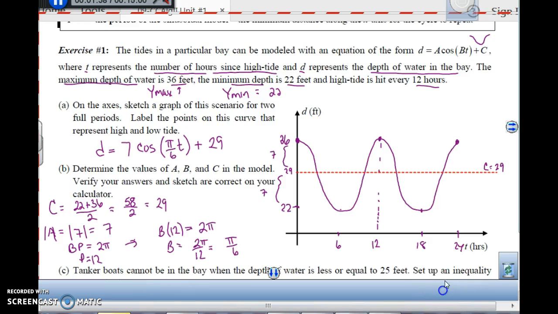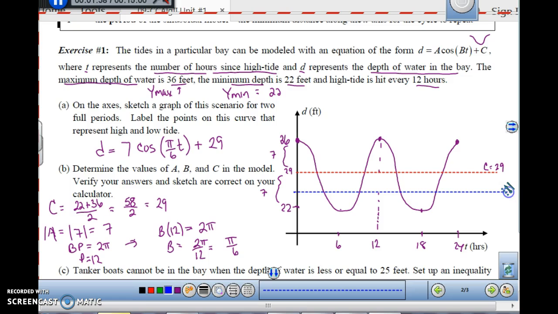All right, so here's my picture. We draw a line across. I'll do it in blue so we can find it. So 25 would be about here. Now this is 25, and we want to know the time interval where the depth is going to be less than 25. So that would be from here to here and from here to here. So we need to know what these values are.